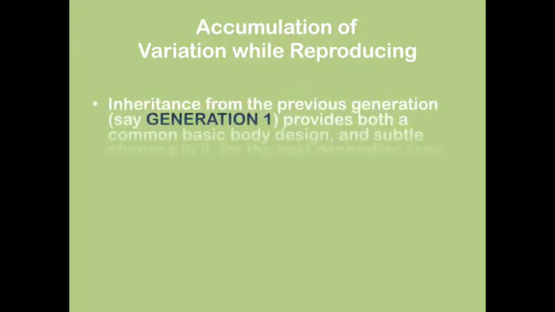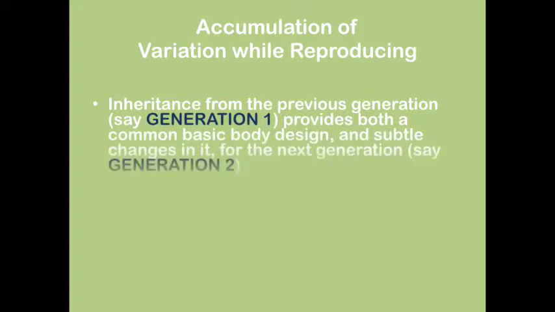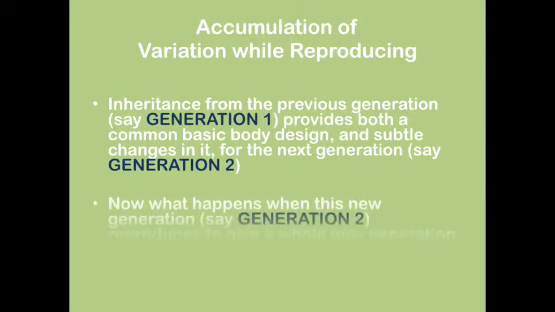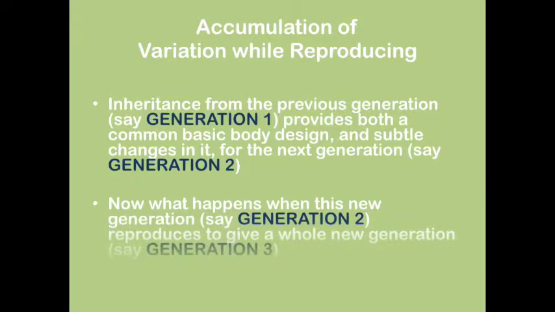So, accumulation of variation while reproducing. Look, the inheritance from the previous generation provides both a common basic body design and subtle changes in it for the next generation, say generation number 2. Now, what happens when this second generation undergoes reproduction to give rise to a whole new generation? Let us name it generation number 3.